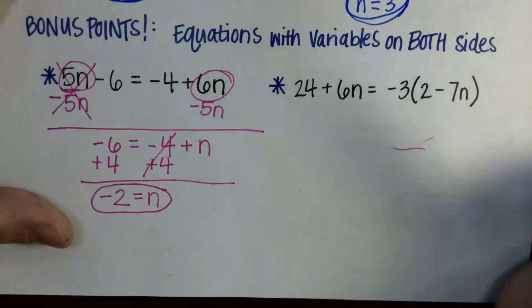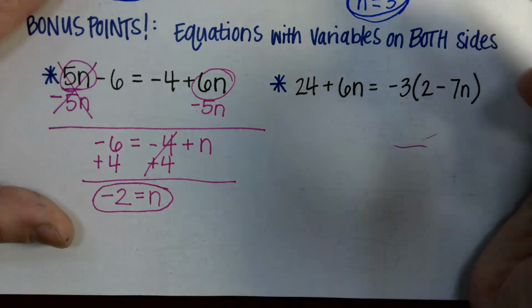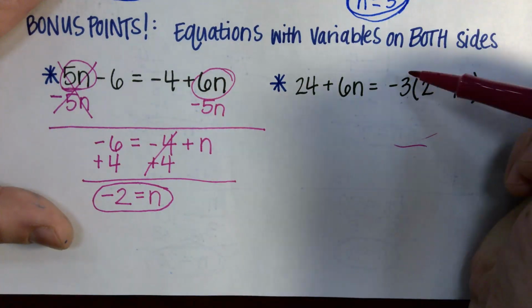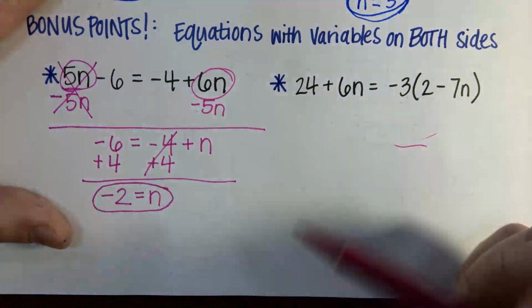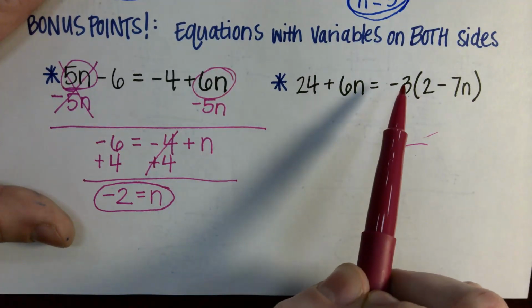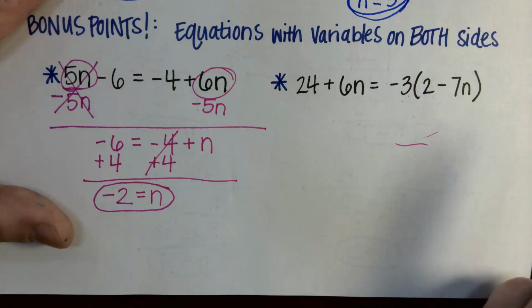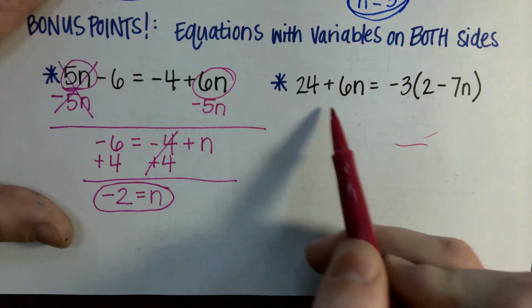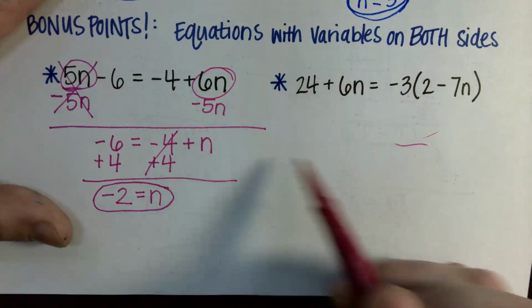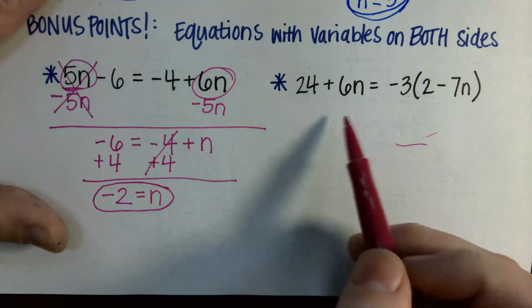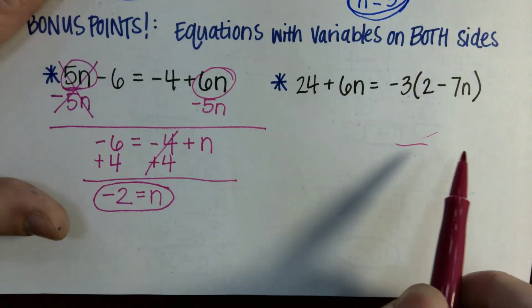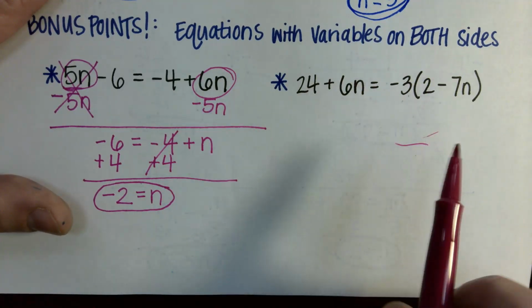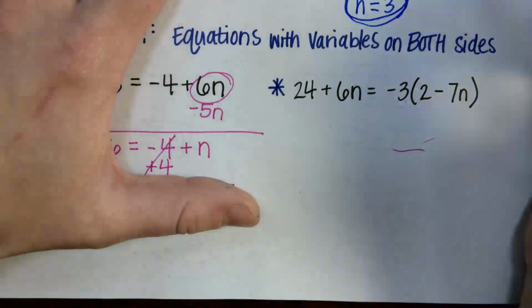Now, there's 2 options for this. You could distribute, or you could divide by -3. But if I try to divide by -3, I have a whole nother problem over here. So I would distribute here, okay? I would not mess with division. I would distribute. So let's go ahead and do that.